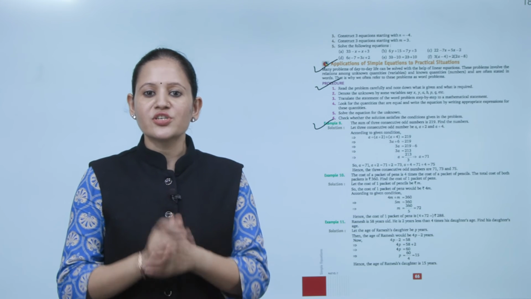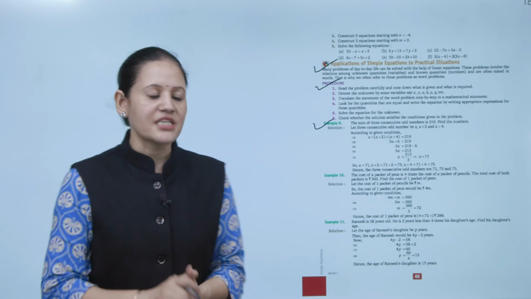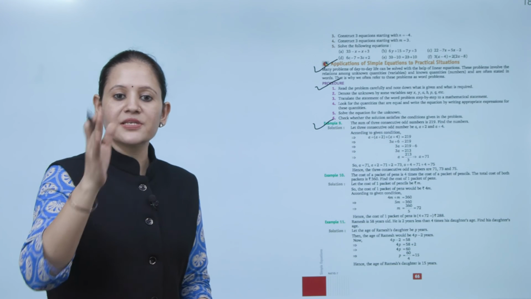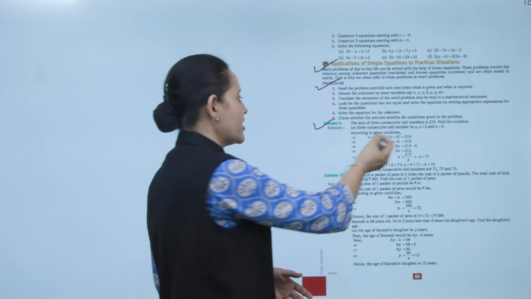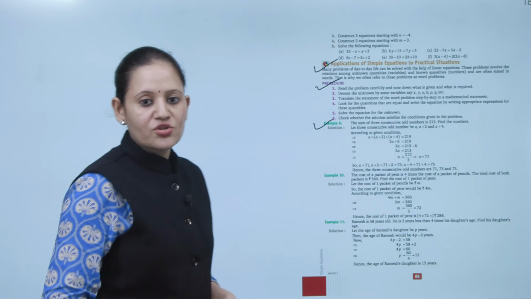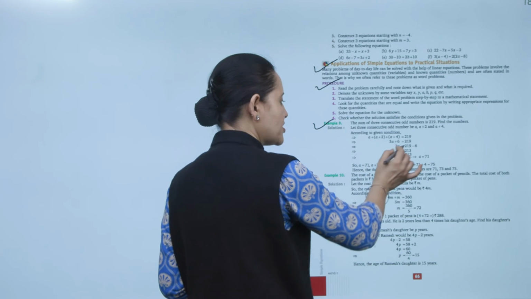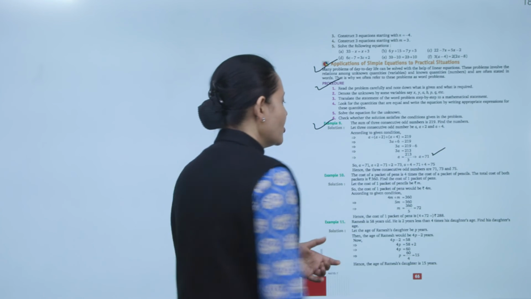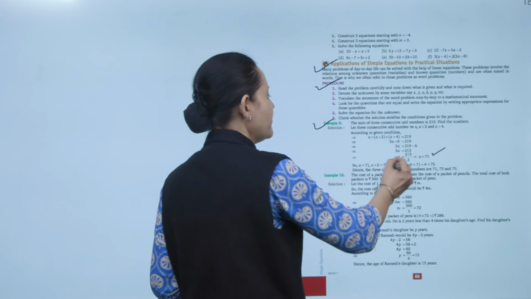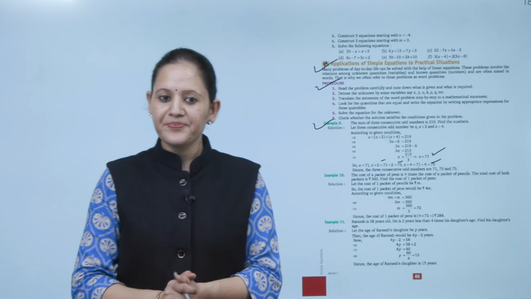The sum of 3 consecutive odd numbers is 219. Find the numbers. Let the consecutive odd numbers be a, a plus 2 and a plus 4. According to the given condition, a plus a plus 2 plus a plus 4 equals 219. So 3a plus 6 equals 219. So 3a equals 219 minus 6. 3a equals 213. a equals 213 upon 3, that is 71. So what will the numbers be? a is 71, a plus 2, 71 plus 2, that is 73, and 75. These are the 3 consecutive odd numbers. Clear?